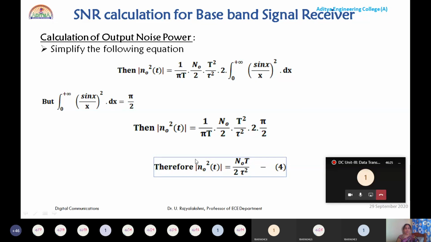That is nothing but the noise power, which is the integration of the output noise power spectral density. Okay, we got it as n naught into t divided by 2 tau square. So take this as equation 4. Now finally you got the output noise power expression for a baseband signal receiver as n naught t divided by 2 tau square. And how you got the output signal power? A square t square by tau square. So that is equation 1 and we took this as equation 4.